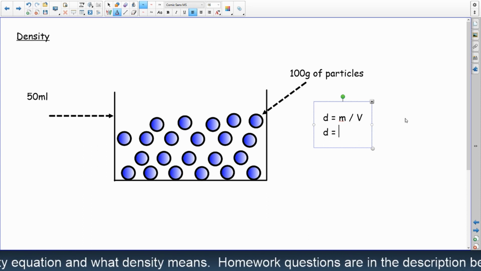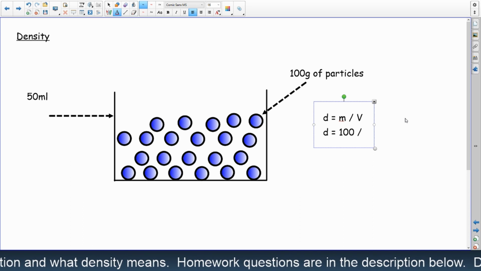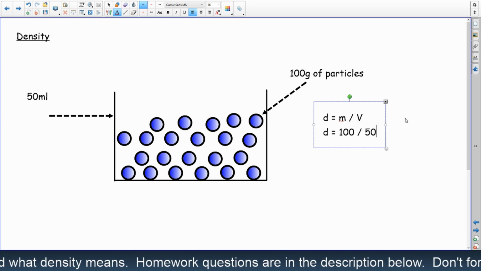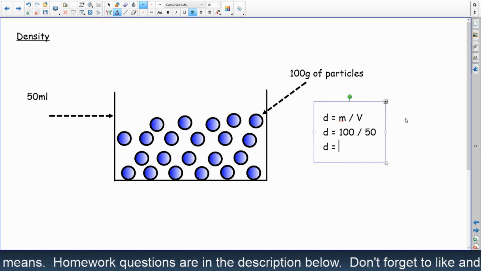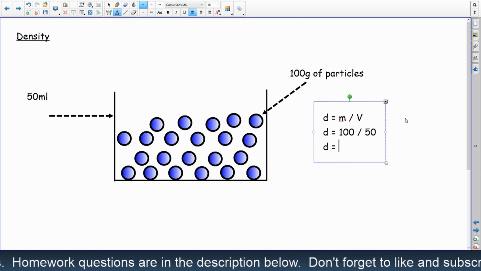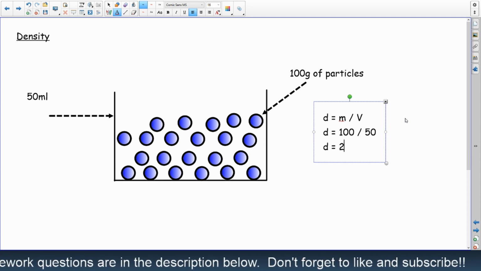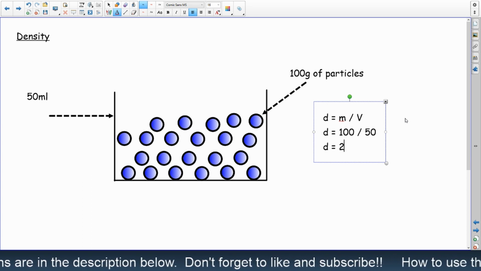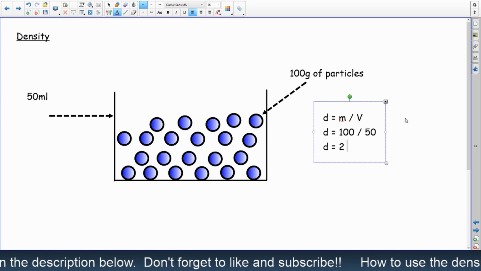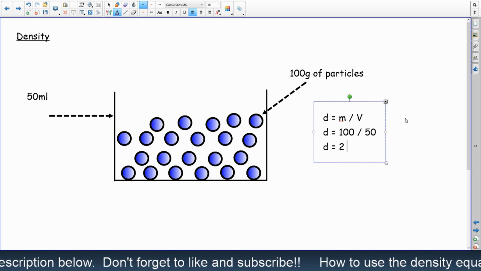So D equals the mass, 100 grams, divided by the volume, which was 50 milliliters. This is a slightly easier calculation, do it in your head, but if you're in an exam, pop it into your calculator just in case. There's no point taking the risk in exam situations, your brain can sometimes go into shutdown and very simple calculations become very difficult. But the answer here is 100 divided by 50, which is 2.